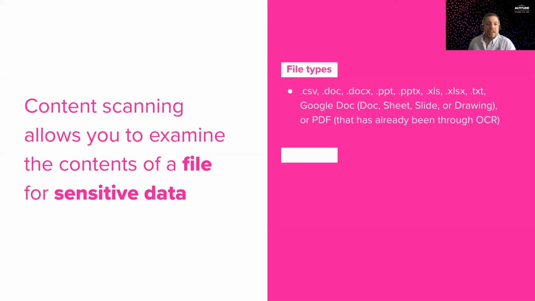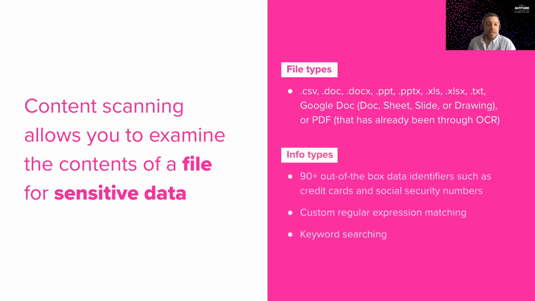So the file types that we'll scan are CSVs, Microsoft files, TXTs, Google Docs, or PDFs that have already been through OCR. And the info types that we'll scan for is we have 90 plus out-of-the-box data identifiers such as credit cards and social security numbers. Additionally, you can use custom regular expressions. So if you have a company-specific pattern that you're looking to scan for, you can go in and create that regular expression, input that into BetterCloud, and we'll start scanning for that specific content that matches the pattern.